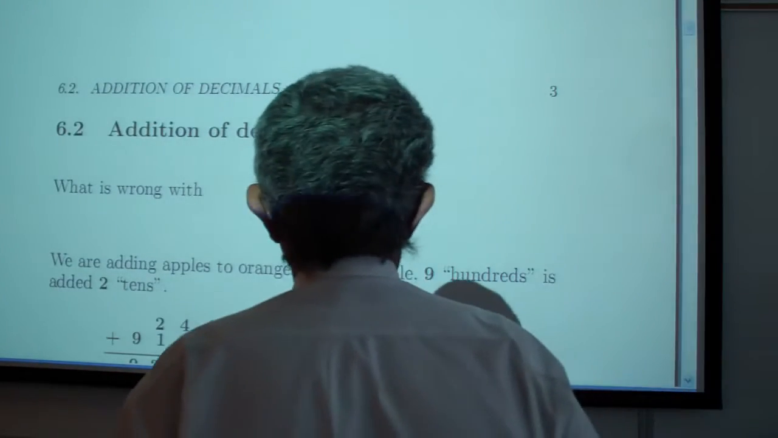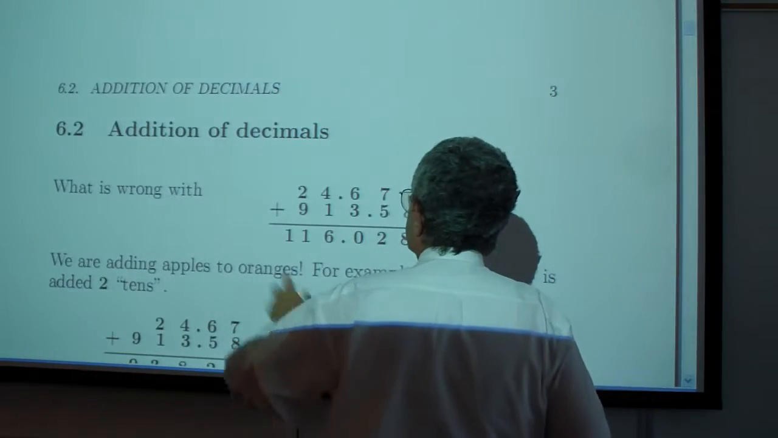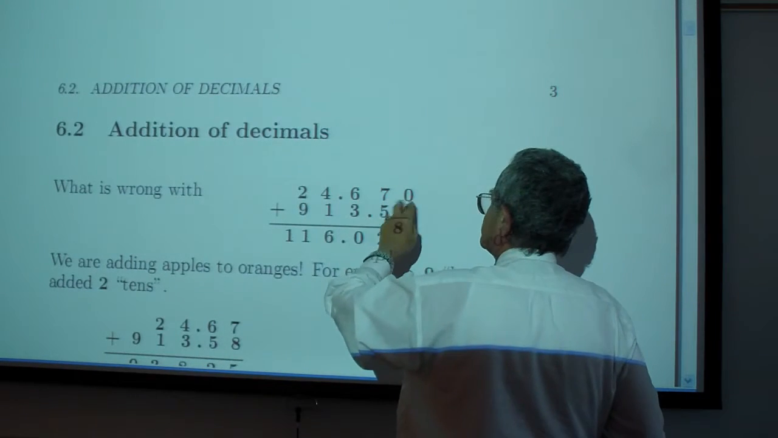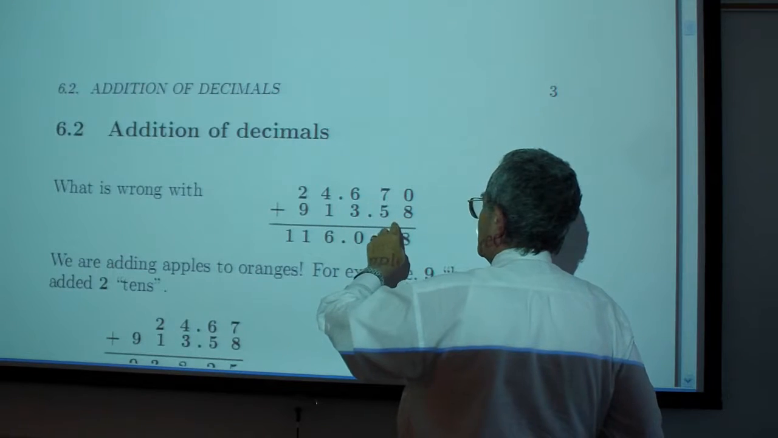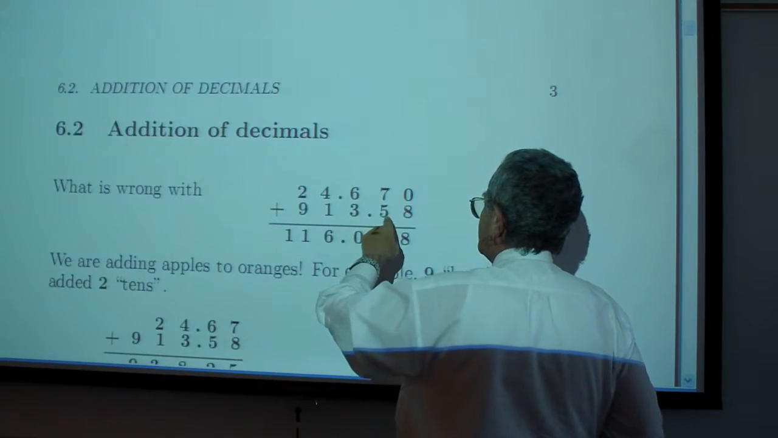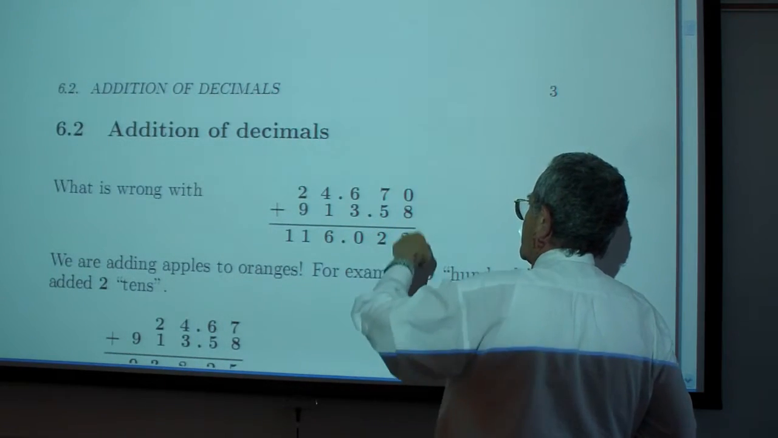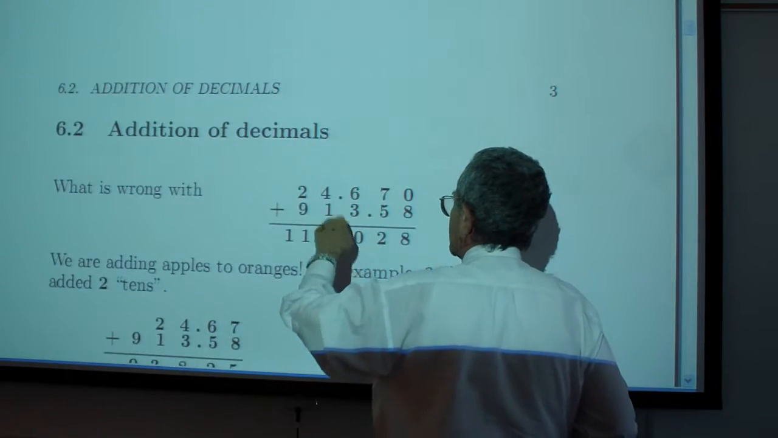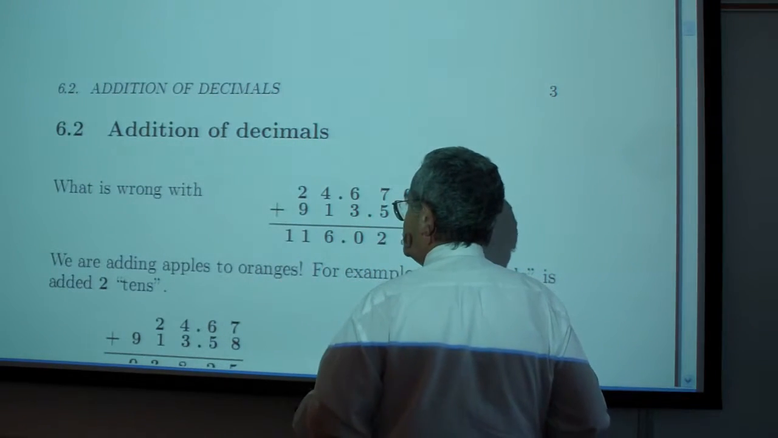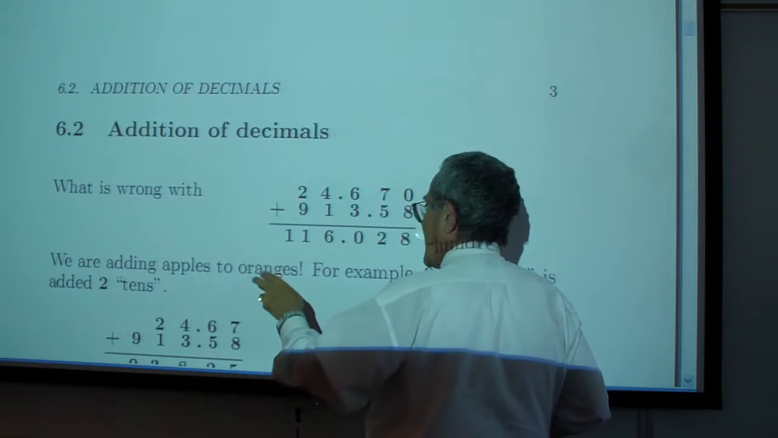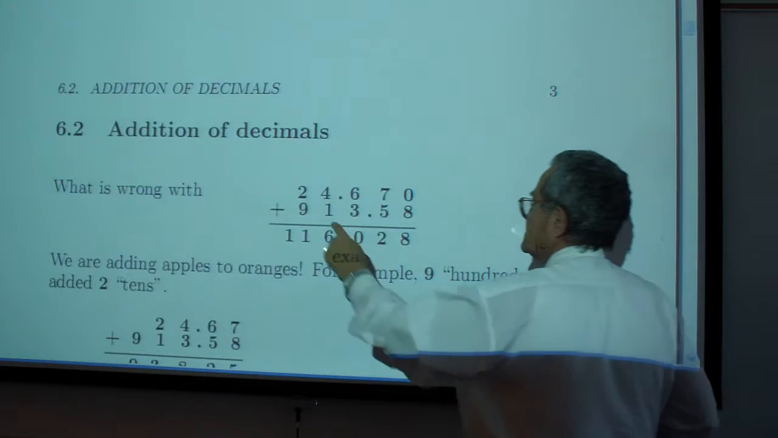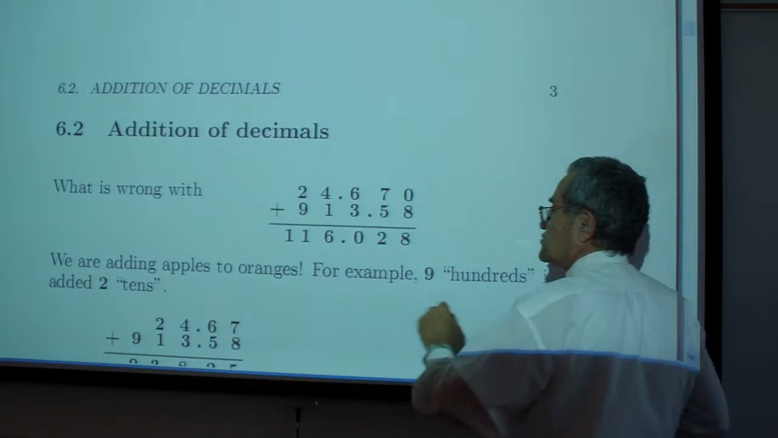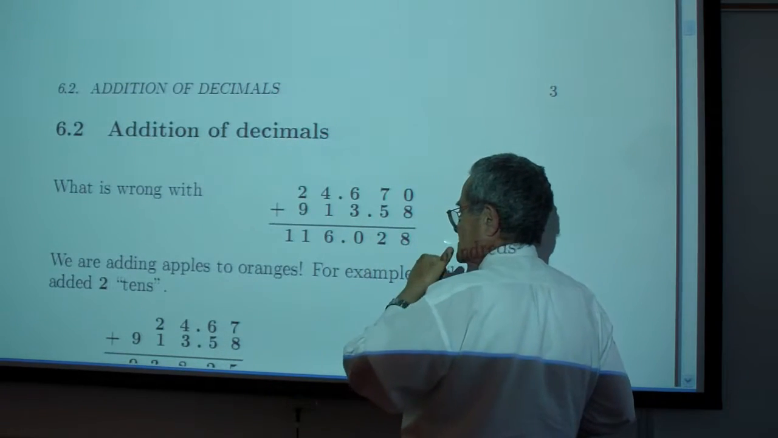Let's add some decimals. What is wrong with 24.670, to which we add 913.58? We add the 8, we get 12, we get 0, 6, 1, 1. Well, we just added apples to oranges. For example, we added 9 hundredths to 2 tenths.